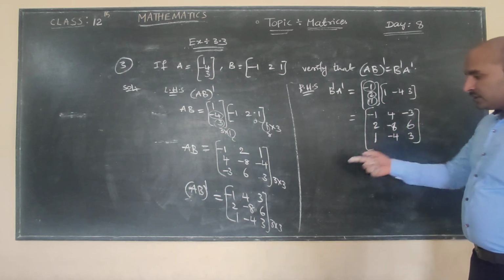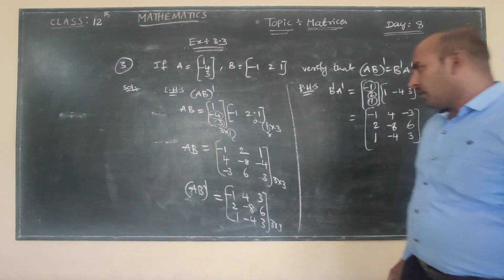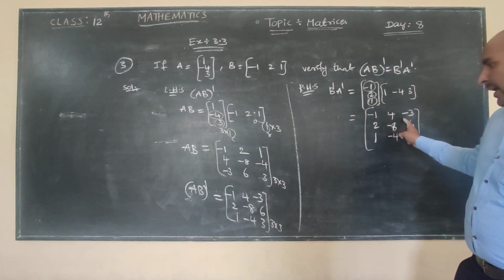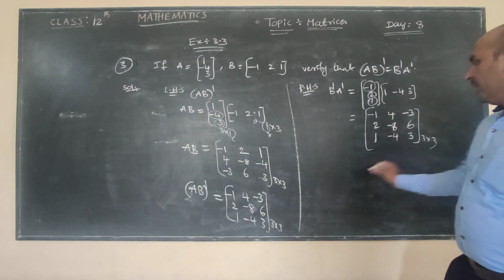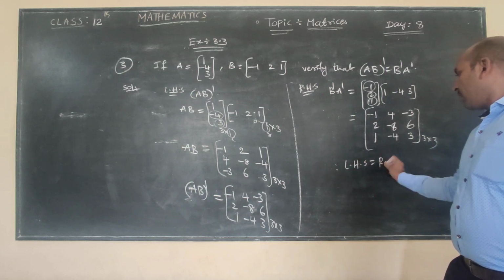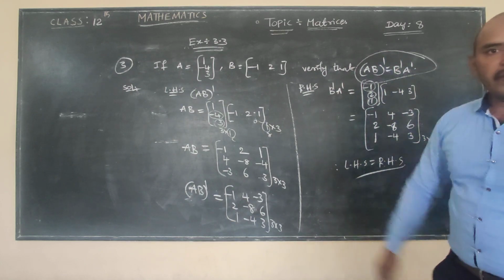Observe here, you have to check whether the left hand side matrix and right hand side matrix are both equal or not. Here, minus 1, 4, minus 3, 2, minus 8, 6, 1, minus 4, 3. It is also 3 cross 3. Clearly LHS equals RHS. So our condition is verified.